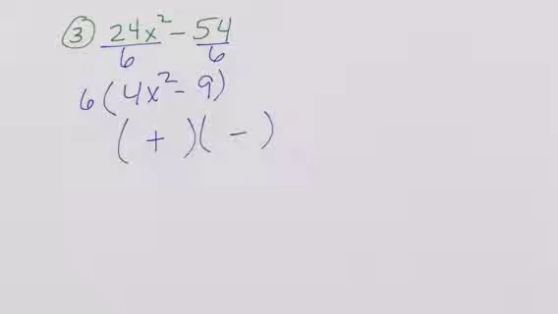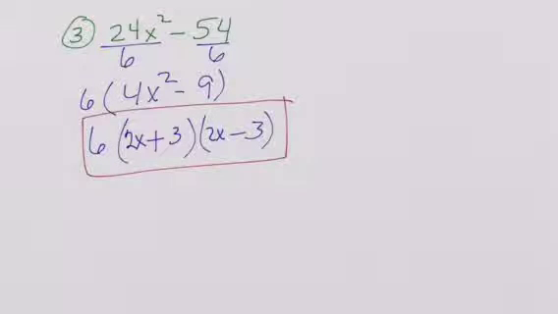Plus, minus. The square root of 4x squared is 2x. The square root of 9 is 3. I'm going to drop my 6 down here. If I were factoring, I would stop right there because I cannot simplify or factor anything else out of the parentheses. If I'm solving, I'm going to have 6 is equal to 0.